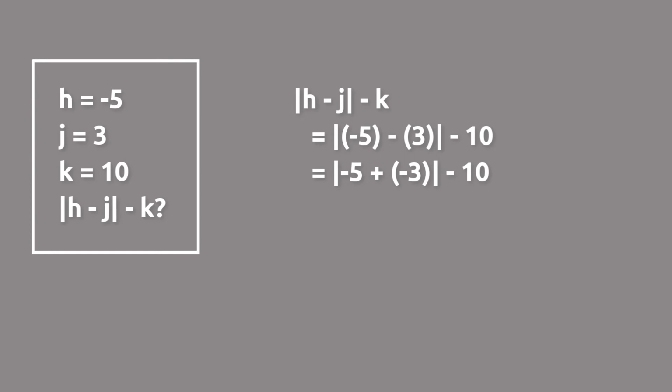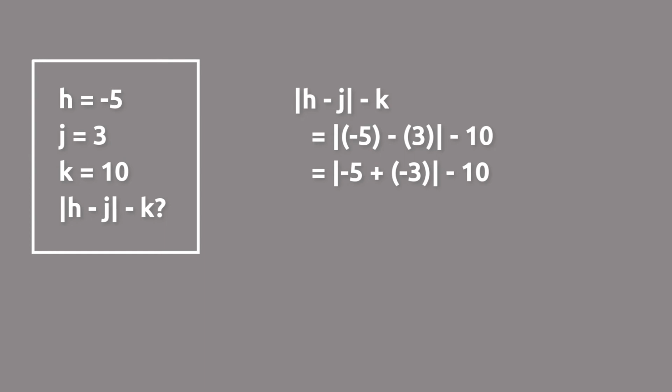So this ends up being the absolute value of h equals -5, so -5 minus j equals 3, and that's minus k, which we're given is 10. Alright, so if we look at -5 minus 3, that's the same thing as if we used the additive inverse, or we could just recognize that we're at -5 and we're subtracting 3, so we're going 3 in the negative direction. But we'll go ahead and we'll write this out as -5 plus -3.